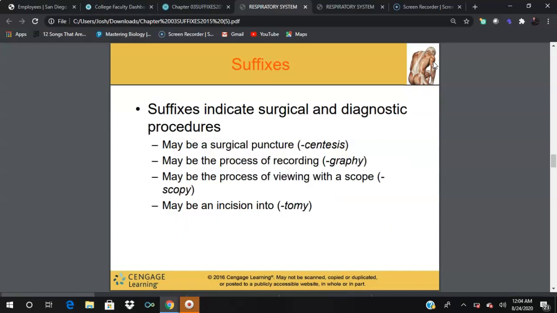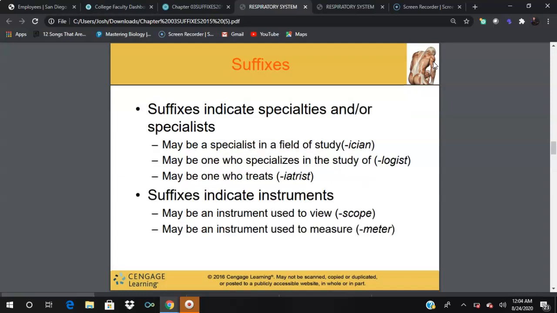Okay, those particular ones I think are kind of listed in between the common suffixes. Okay, I think there is a spot on page 44 that talks about the specialists and specialties. If I go back, page 43 kind of addresses the first three, and then scope and meter and a number of other ones are listed on page 45 that talk about instruments, surgical, and diagnostic procedures. Okay.